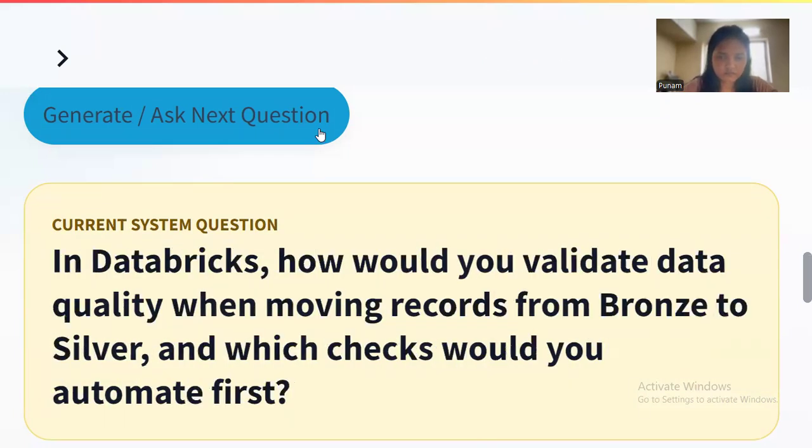In Databricks, how would you validate data quality when moving records from bronze to silver, and which checks would you automate first?